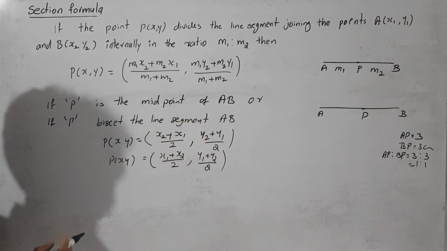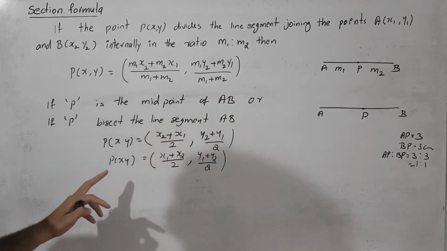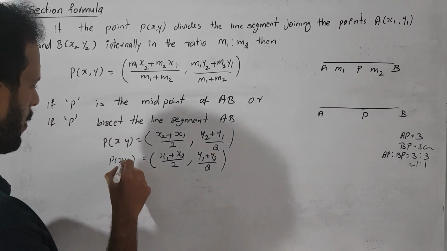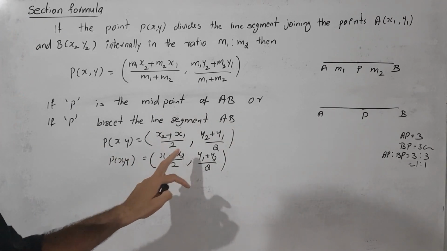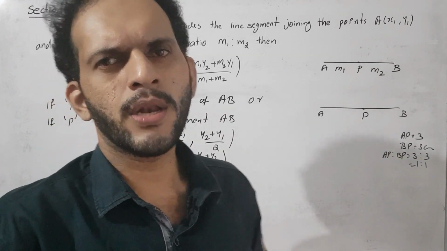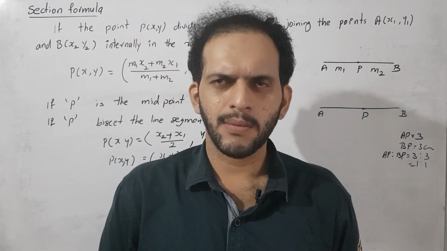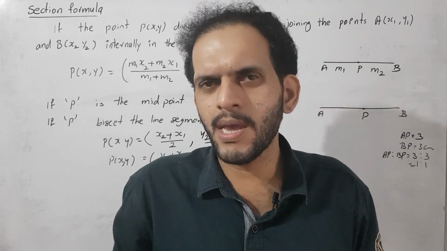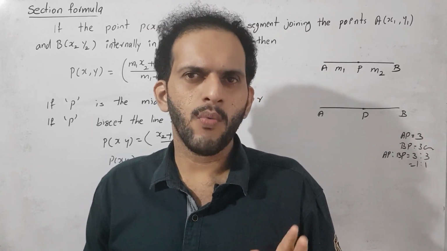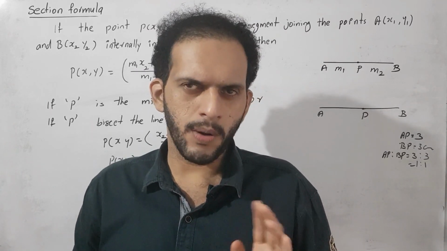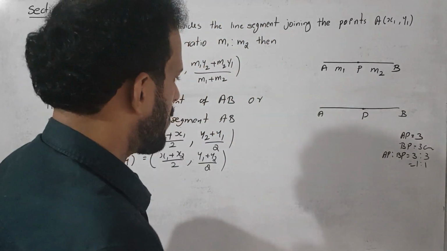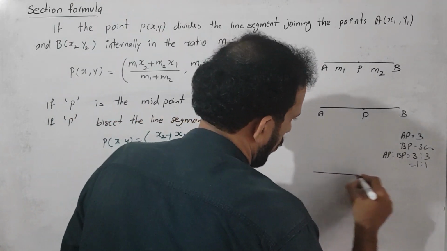To make it a little easy, we rewrite it like this: P(x, y) is equal to the coordinate ((x1 + x2)/2, (y1 + y2)/2). If P is the midpoint, bisecting the line segment, how do we find the coordinate of P? The coordinate of P is ((x1 + x2)/2, (y1 + y2)/2). In some cases, if we have 2 points, we mark the 2 points.